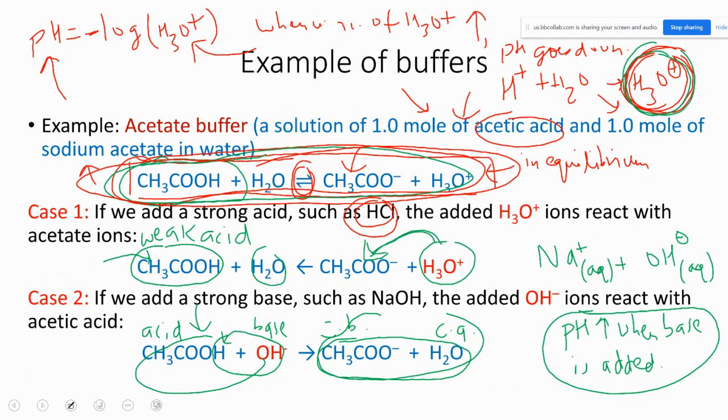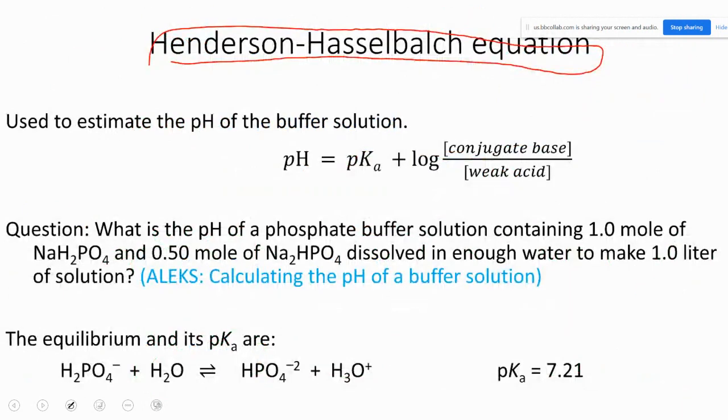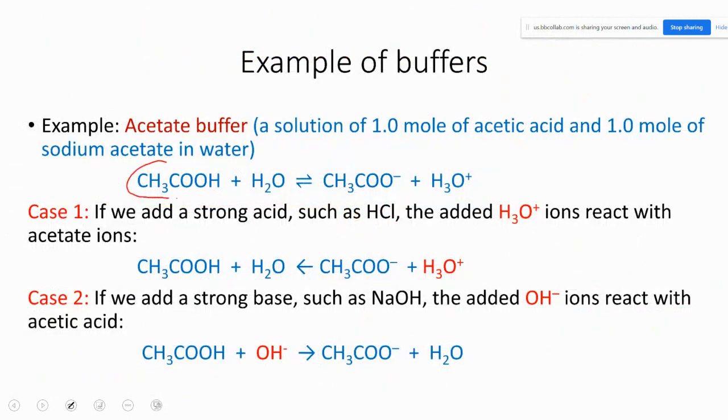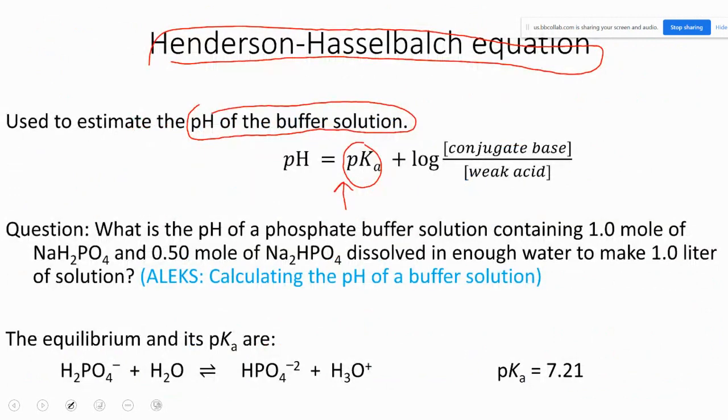You find out by something called the Henderson-Hasselbalch equation. This equation is used to find the pH of a buffer solution. And the formula is pH equals the pKa of the acid that we're interested in, of the weak acid, right? So in this case, this was my weak acid. Acetic acid was my weak acid. So if you know the pKa of this acetic acid, you plug that in.